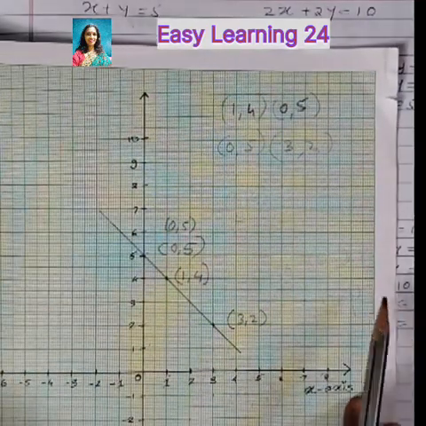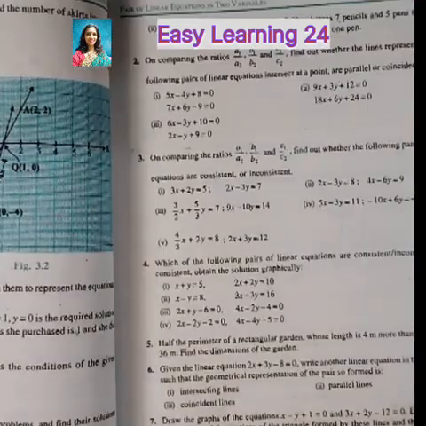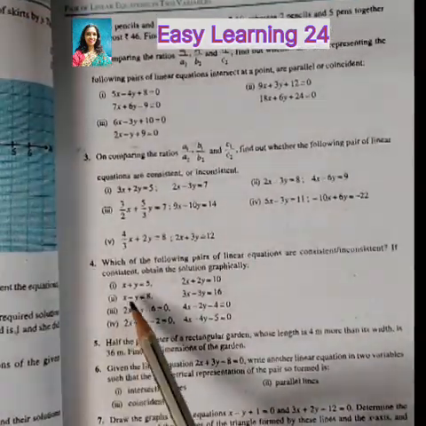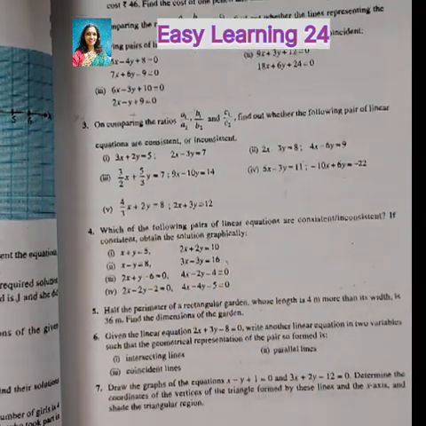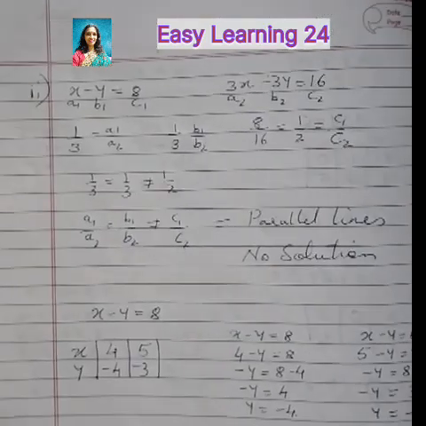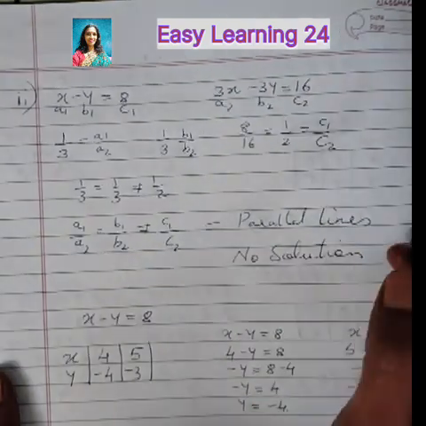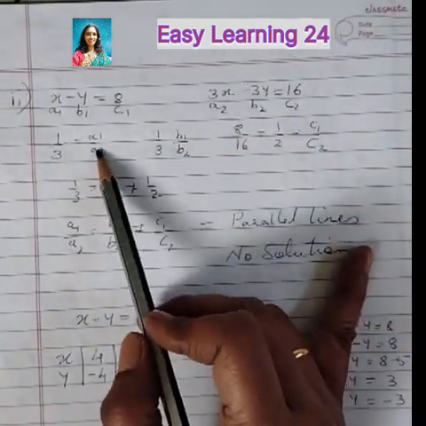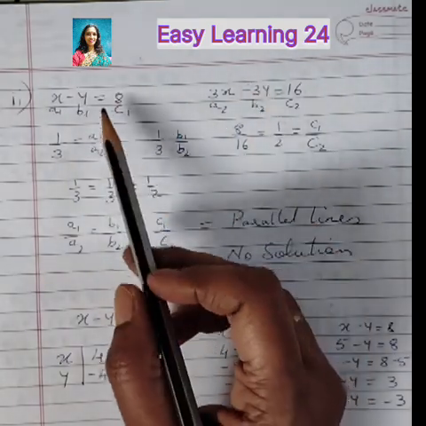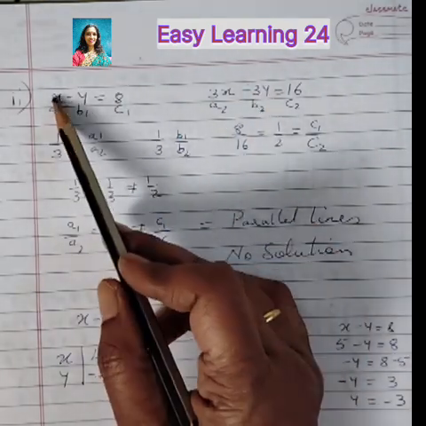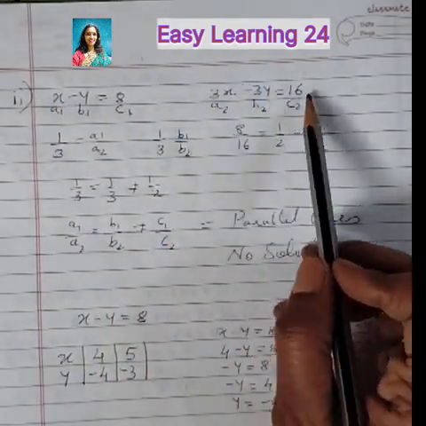Okay. Now we'll go to the next sum. Which is the next sum now? The next sum is x minus y is equal to 8 and 3x minus 3y is equal to 16. So the two lines are x minus y is equal to 8 and 3x minus 3y is equal to 16. Here we are going to first find out a1 upon a2. a1 is 1, b1 is minus 1, and c1 is 8. Here a2, b2 and c2 are 3, minus 3 and 16.